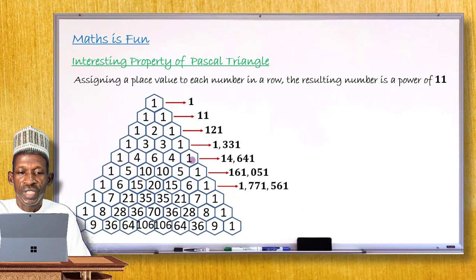And if we continue like that, you have 14,641 in the fifth row. In the next row, you have 161,051. And this is what you have.